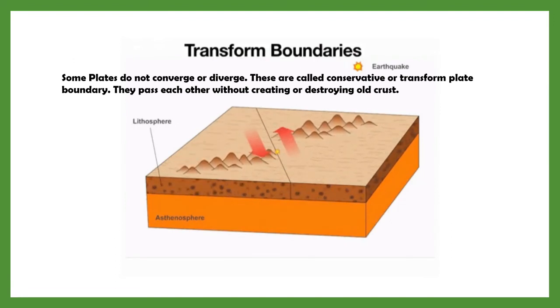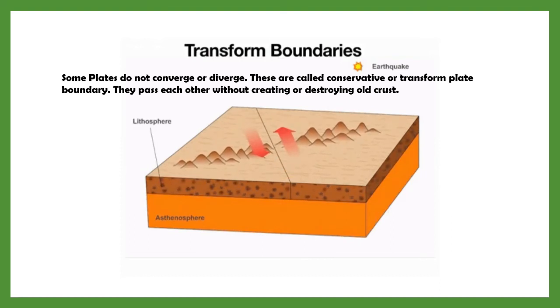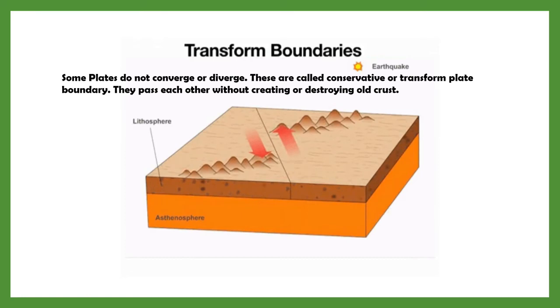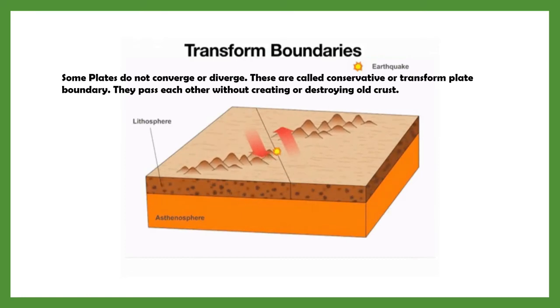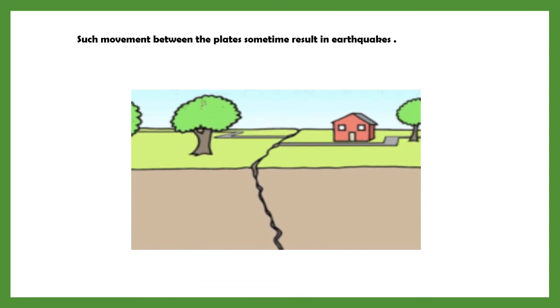Okay, some plates do not converge or diverge. These are called conservative or transform plates. They pass each other without creating or destroying old crust. Okay, in this diagram you can see how these two plates are simply passing each other. Okay, such movements between the plates sometimes result in earthquakes.